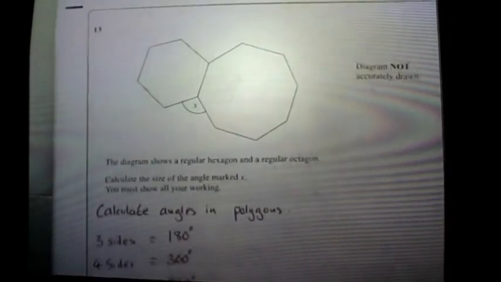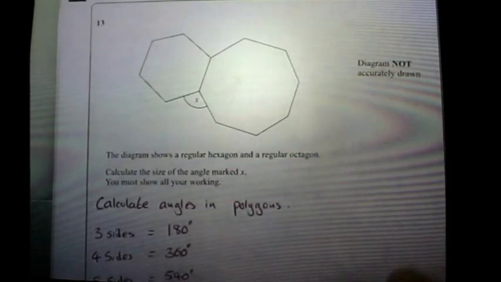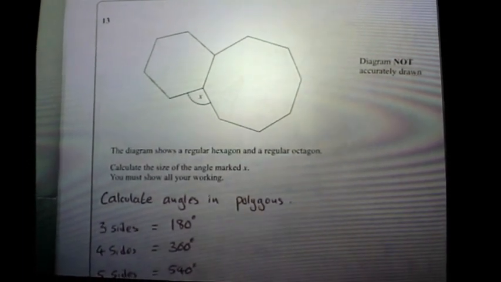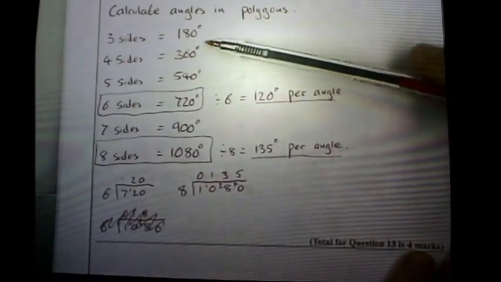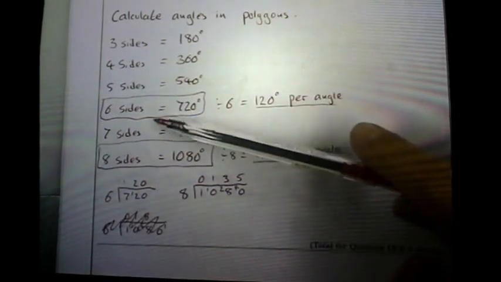Calculate the missing angle. This comes up quite a lot, and it's good because it's dead easy. First of all, you need to calculate your angles in your polygons. I don't know how many angles are in an octagon off the top of my head, but I know how to work it out because you add on 180 degrees each time. So I've worked out here that's 6 sides.